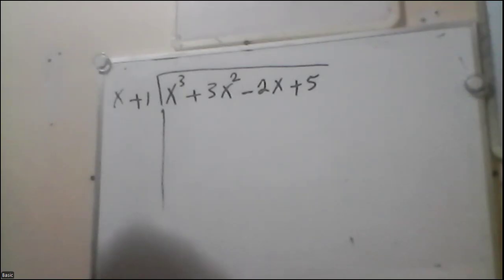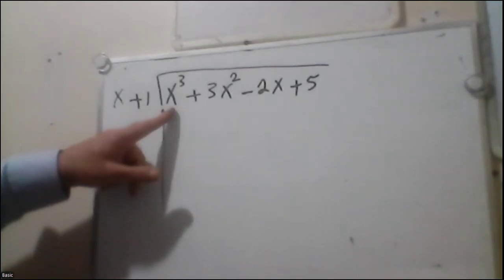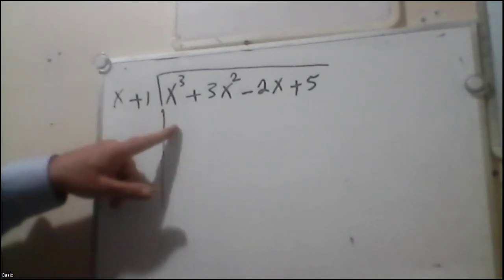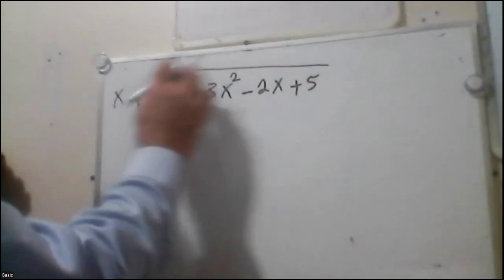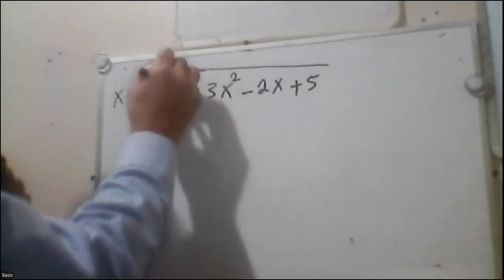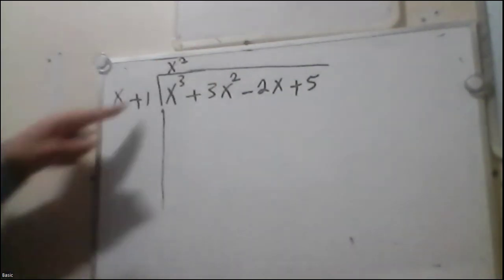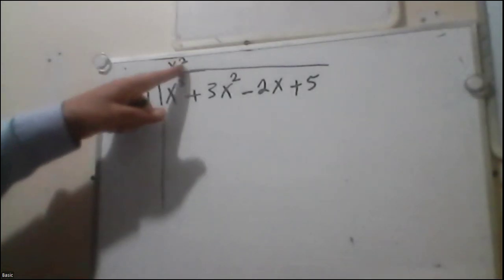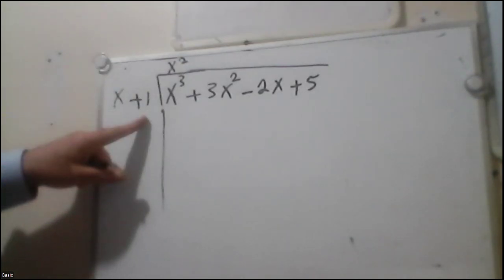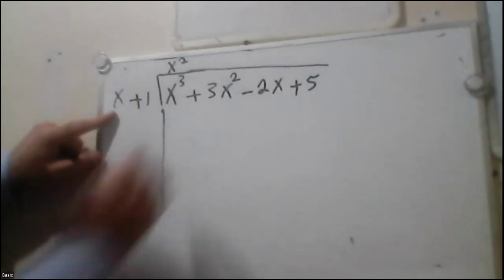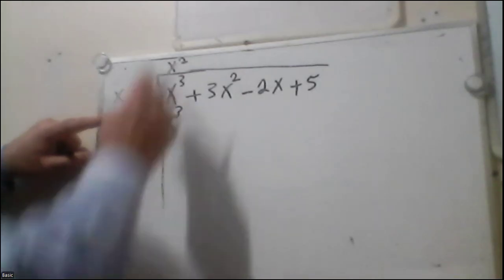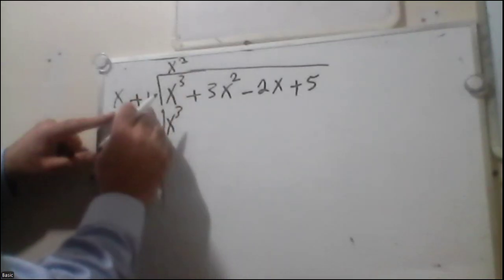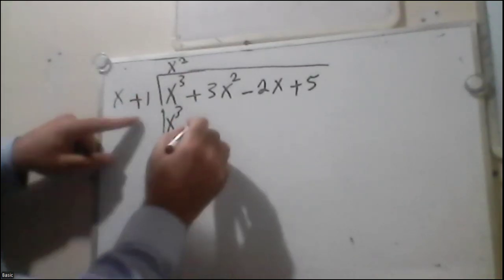The first thing is that I will divide the powers. The largest power which I have is x cubed, so I divide x cubed by x, and that will give me x squared. Then I multiply x squared by those two terms: x squared multiplied by x gives x cubed, and x squared multiplied by 1 gives x squared.